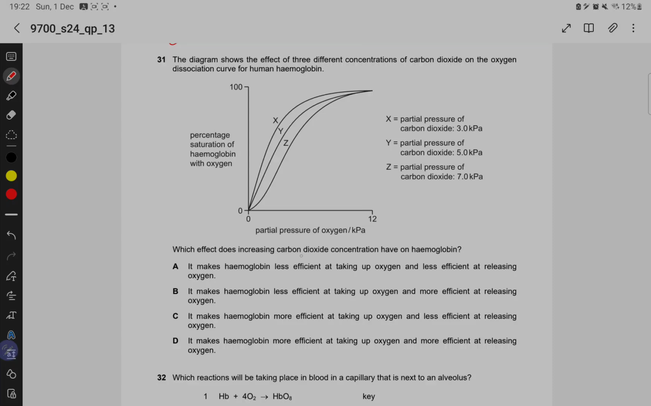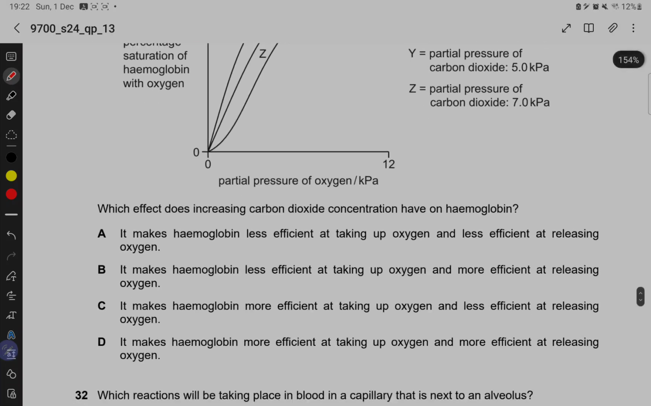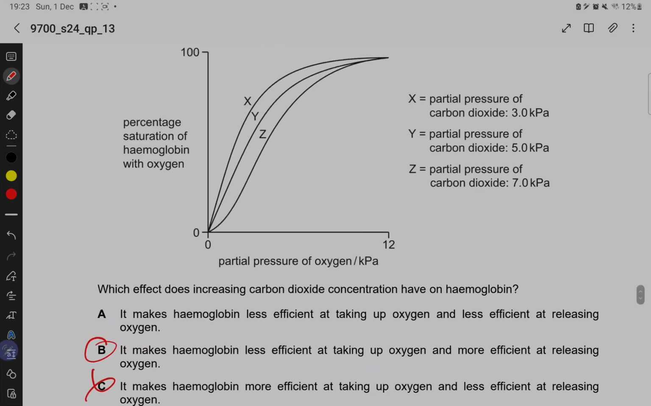Which effect does increasing CO2 have on hemoglobin? So the more abundant something is, the more affinity there will be. So affinity for oxygen will fall, knowing that. C and D are wrong. And when affinity for oxygen is basically falling, it will release it more easily.